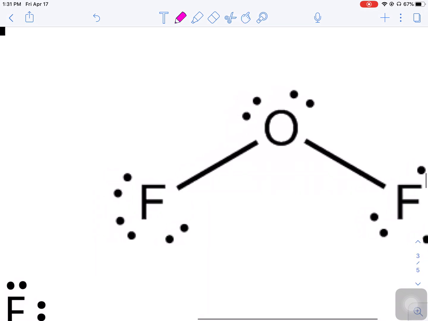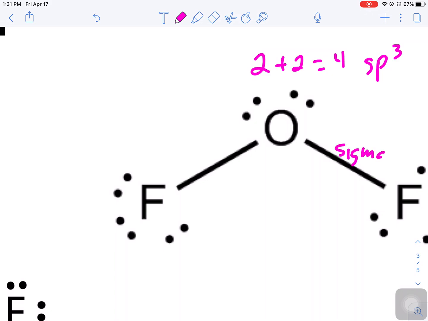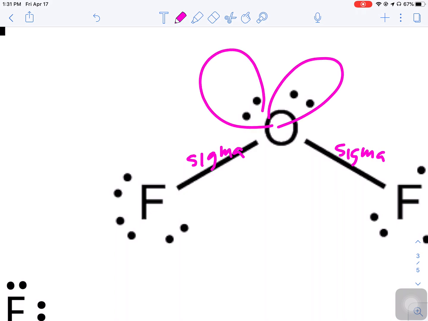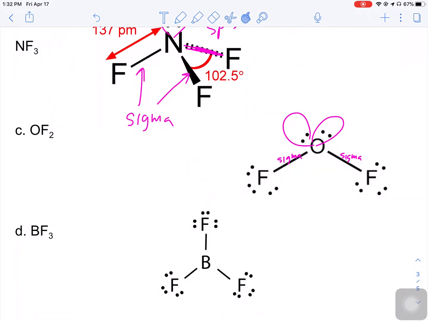Oxygen is in the middle. Oxygen has 2 neighbors. Oxygen has 2 unshared pairs. 4, it must be sp3 hybridized, okay? We've got a sigma bond here. We've got a sigma bond there, and no pi bonds. And we would say that this molecule appears to be bent, but if we start to include these unshared pairs, now we can say that it's more tetrahedral in shape.